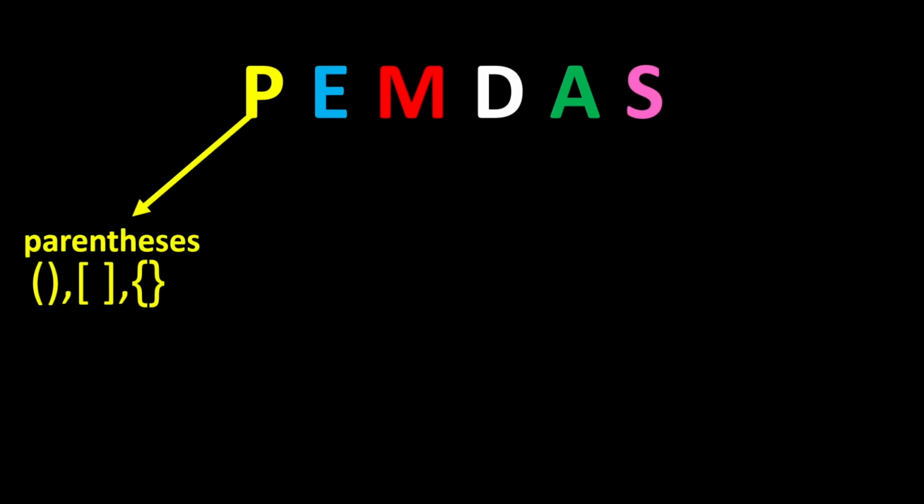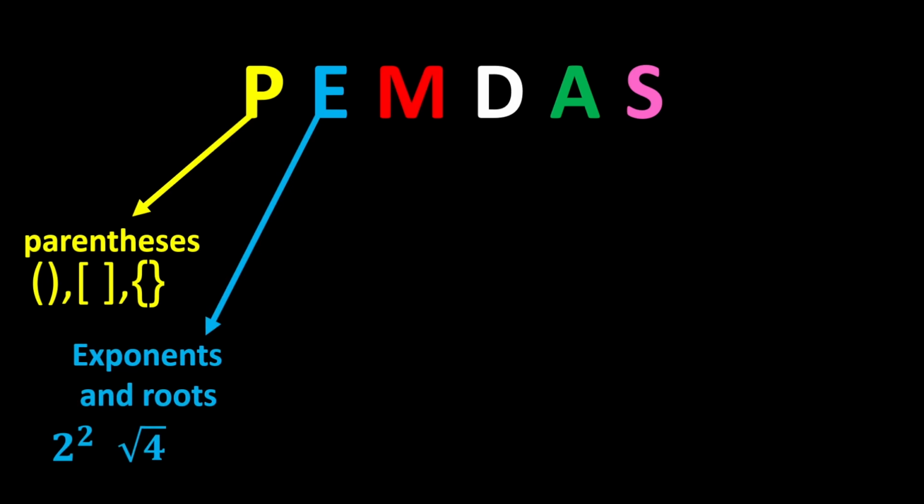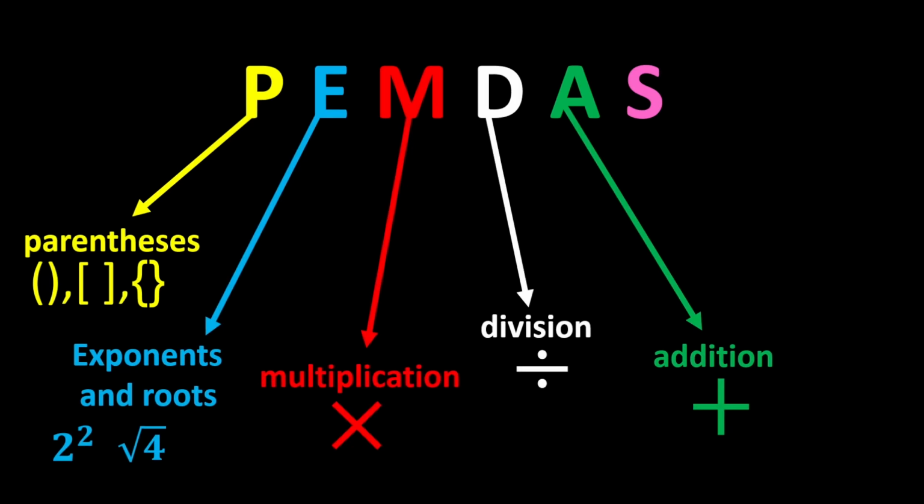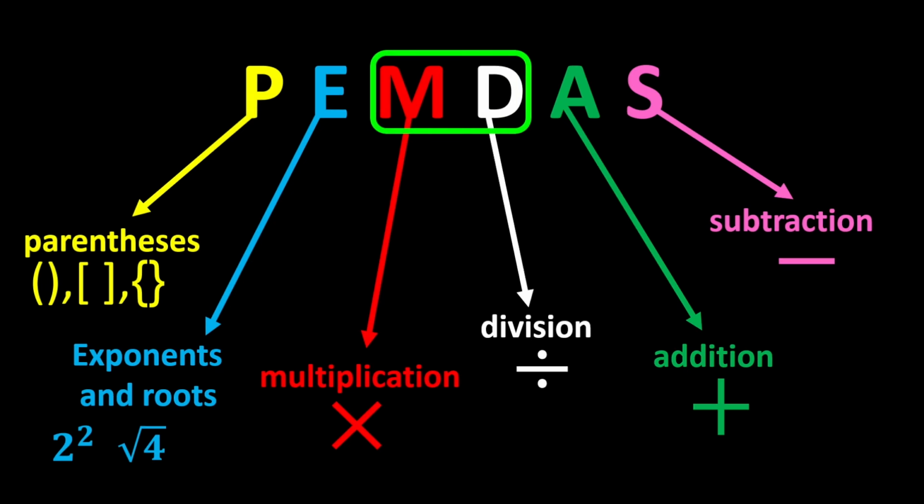P stands for parentheses. E stands for exponents and roots. M stands for multiplication. D stands for division. A stands for addition. And S stands for subtraction. According to PEMDAS, in any mathematical expression, we first calculate parentheses, then exponents and roots, then multiplication and division, and finally addition and subtraction. Remember that multiplication and division have equal priority in any expression that has both multiplication and division. We move from left to right and perform whichever we reach first. This rule also applies to addition and subtraction.